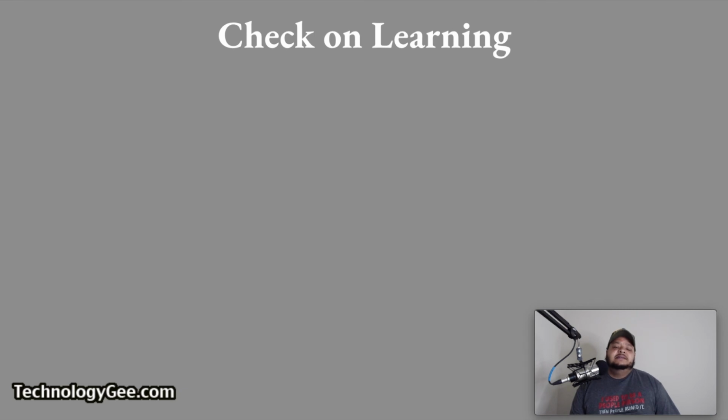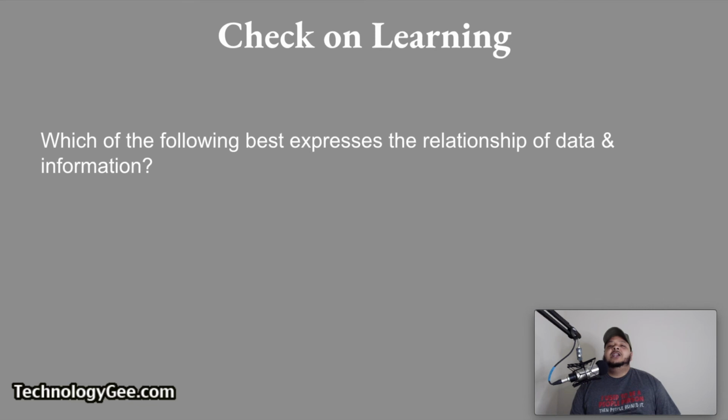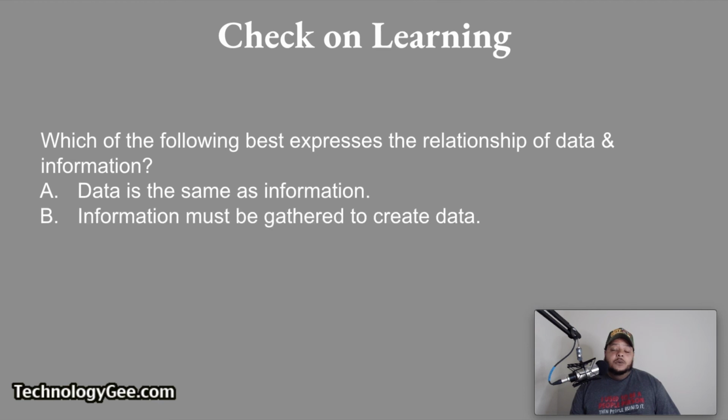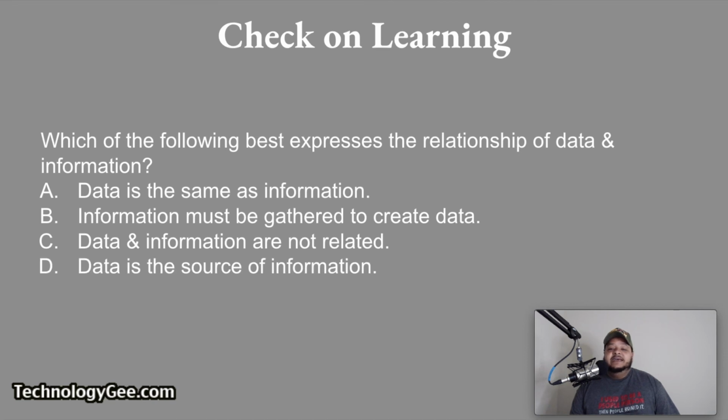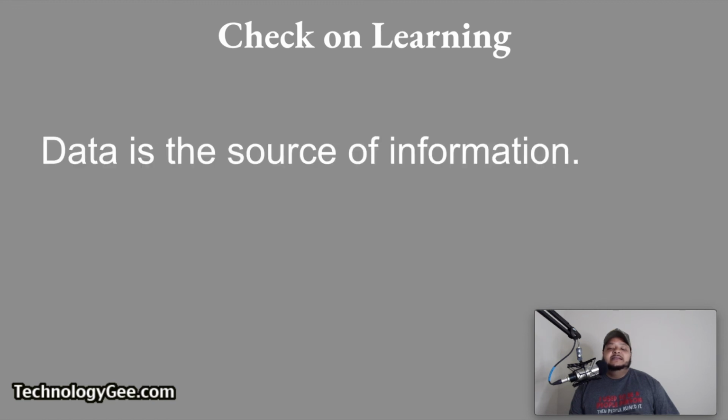All right, so let's do some check on learning, ladies and gentlemen. First question, which of the following best expresses the relationship of data and information? Would it be data is the same as information? Information must be gathered to create data? Data and information are not related? Or data is the source of information? The correct answer would be data is the source of information. You cannot create information unless you have data. And basically, information is organized data, is essentially all it is.